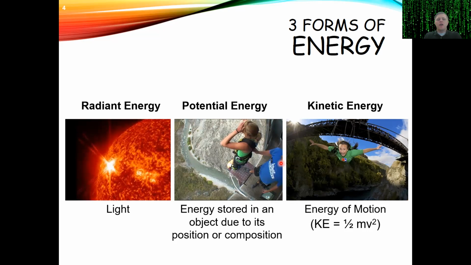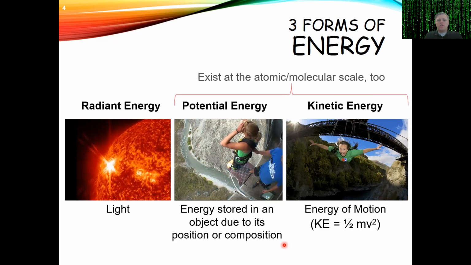However, in chemistry, we often don't worry too much about gravity, but more about composition, which is the position of atoms relative to each other and how that affects their potential energy. So these second two, potential energy and kinetic energy, exist at the atomic and molecular scale. And to understand thermodynamics, we're really going to have to understand these two types of energy.